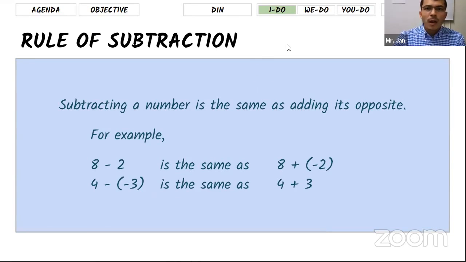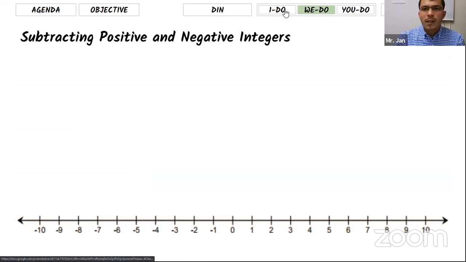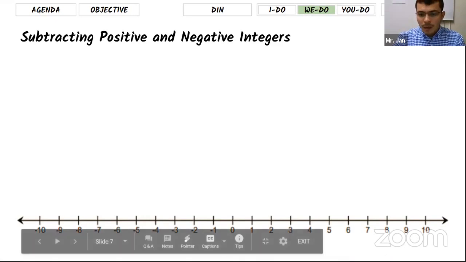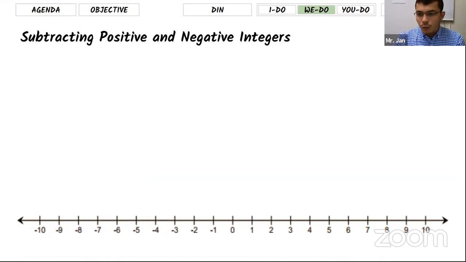Okay, so now let's do the we do part. This is the lesson for today, subtracting positive and negative numbers. Now, what I'm going to ask you is, could you open up your chat box? I'm going to open it here. I'm going to ask a couple of questions so we can see if you understand this. The first one is 8 minus 2. This is subtracting a positive number, right? What do you think the result would be? Just type in the chat box.